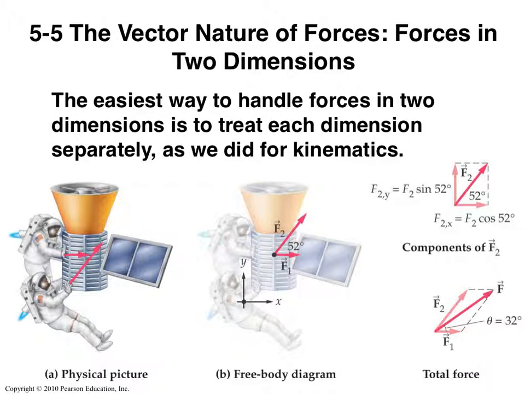Okay, and if you want to add them, this is how you add them, right? Vectorially, you draw head to tail, that's the total. Or if you want, you can look at the x component, which would be F2 cosine plus the F1 magnitude. And then the y component is just F2 sine. Once you know the x and y components, you can find the magnitude and direction, if you want to find it.